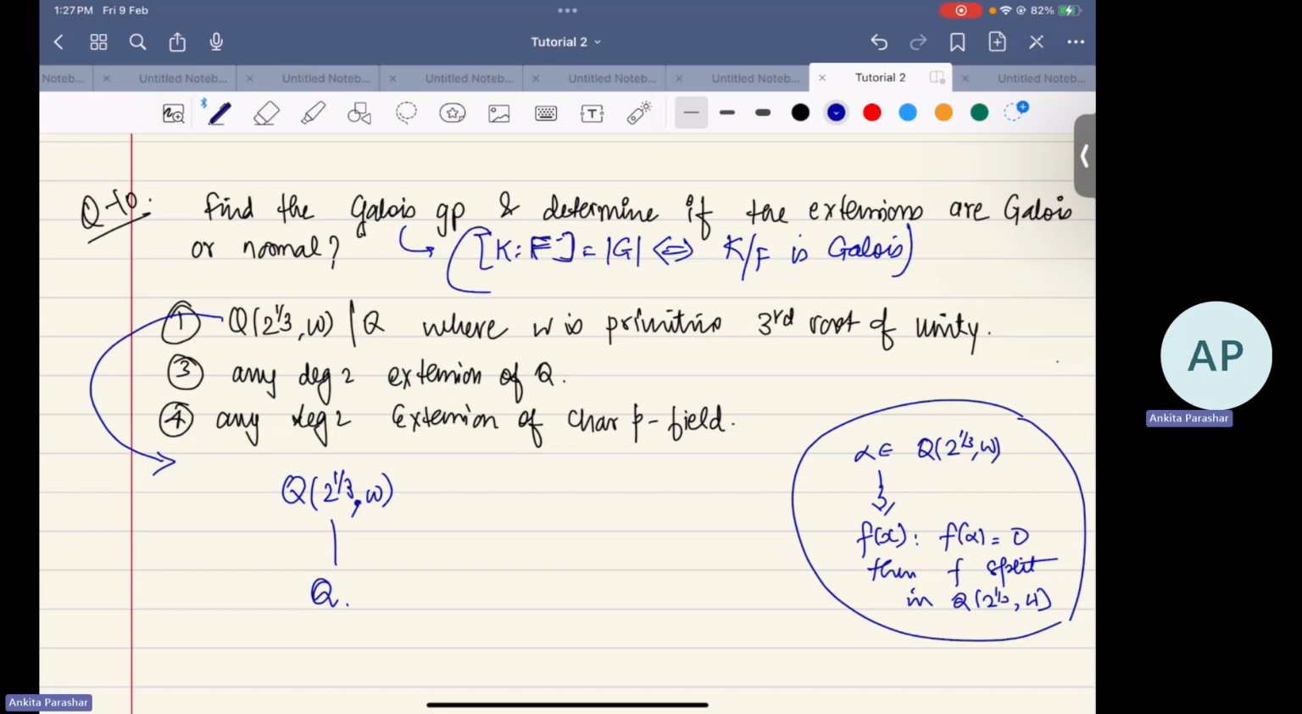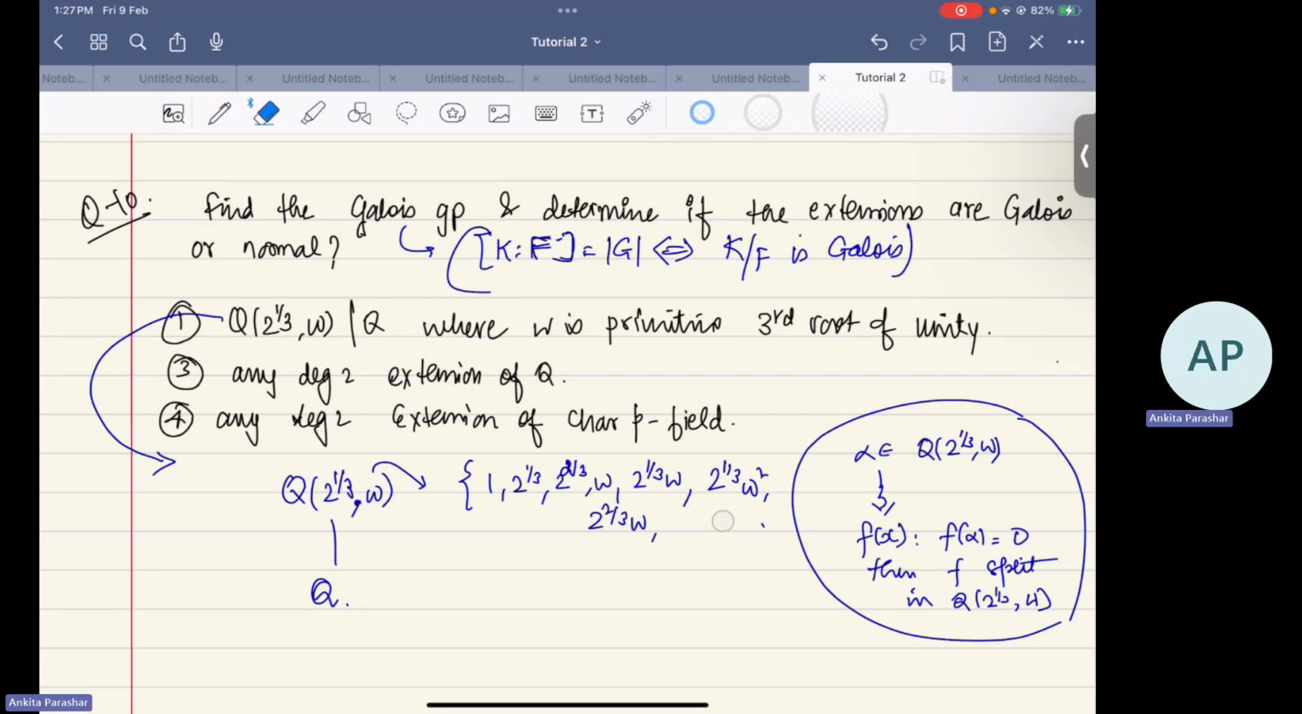So if you see for yourself, the elements that it contains are 1, 2^(1/3), 2^(2/3), ω, 2^(1/3)ω, 2^(1/3)ω², 2^(2/3)ω, 2^(2/3)ω². However, some of them are contained in the others, so I will simply write them.